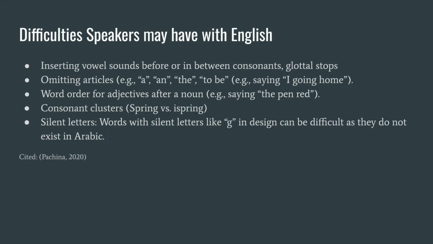An Arabic speaker may have trouble pronouncing this word as they do not understand the concept of silent letters and may pronounce the G. When it comes to the syntax of Arabic compared to English, Arabic tends to omit articles such as an, the, and to be. So instead of saying I am going home, they may say I going home. Word order may change as well. Arabic speakers tend to put the adjective after the noun in a sentence, such as saying the pen red instead of saying the red pen.